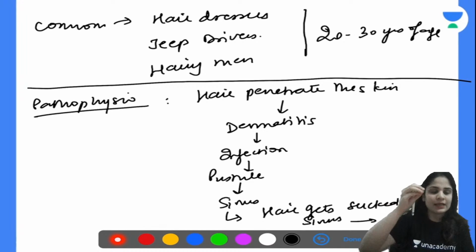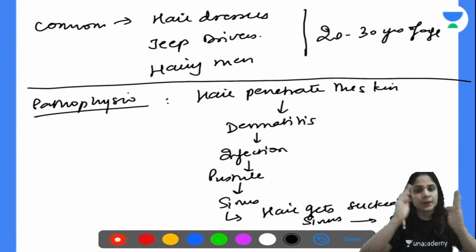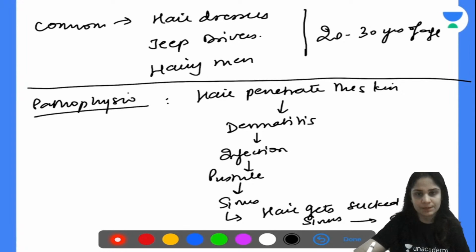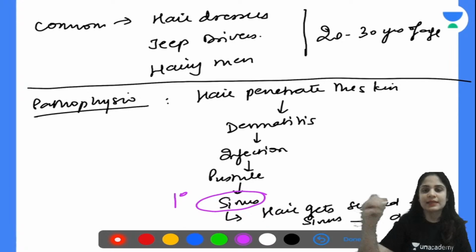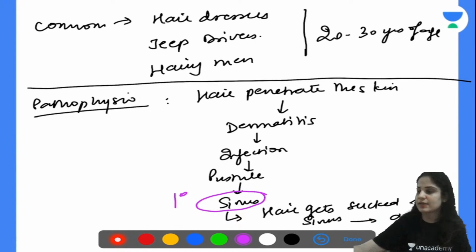So it's basically hair irritating the skin, creating a pathway in the skin, infecting the skin, and then finally forming a permanent root or a sinus in the skin. The first sinus that is formed is called the primary sinus, and then because of the progression of the disease, the following sinuses that you get are called secondary sinuses.